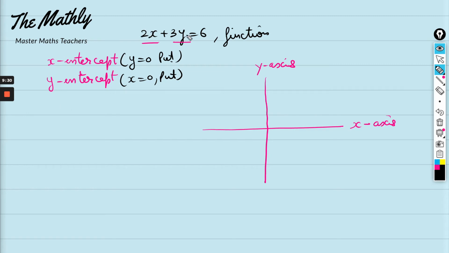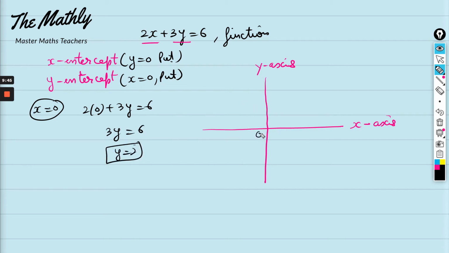Now we are given 2x plus 3y is equal to 6. If I put x is equal to 0, I'll get the y-intercept. So I'll get 2 into 0 plus 3y is equal to 6. I'll get 3y is equal to 6, so y is equal to 2. That's my first point. Now let me draw the points over here. 0, 1, 2, 3, 4, and 5. Let's say this is 1, this is 2, this is 3, this is 4, this is 5.